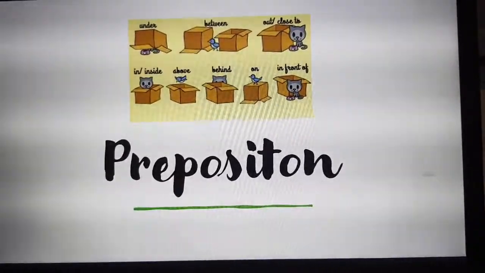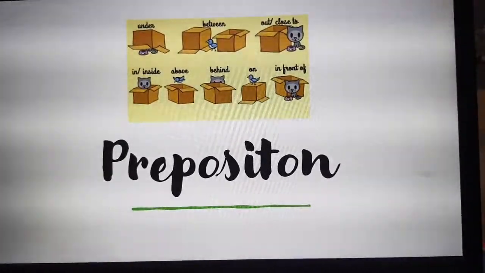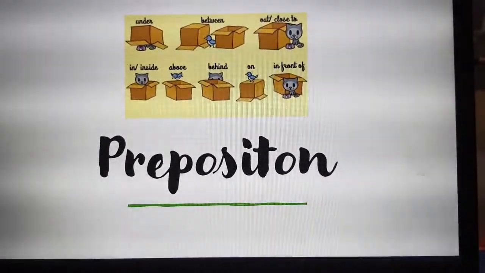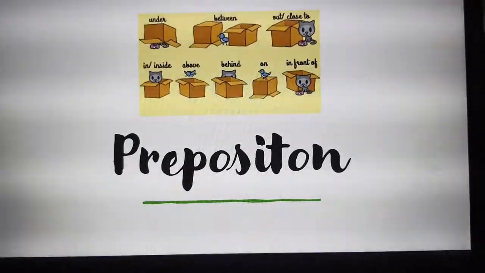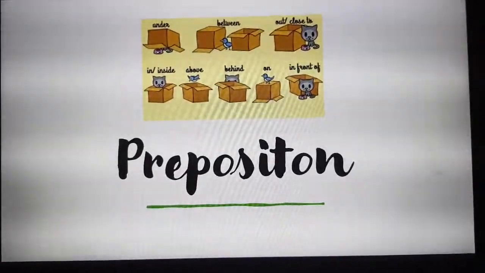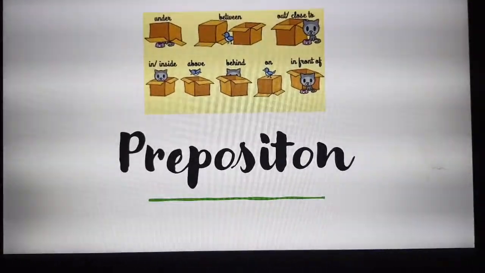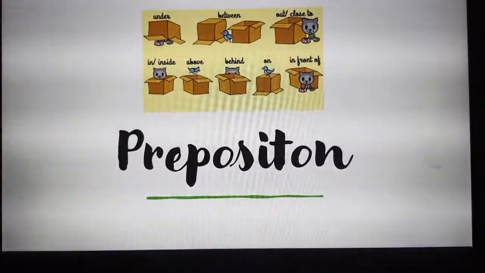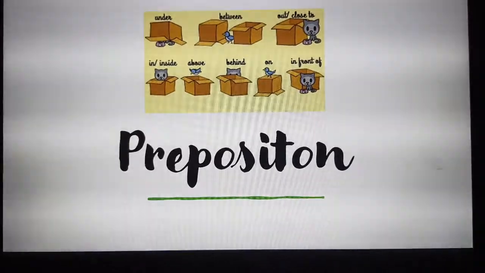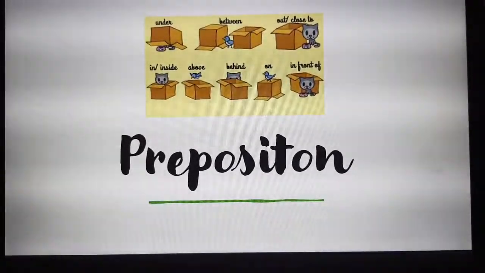Above, the bird is above the box, and behind means you cannot see the cat very clearly because the cat is behind the box. On, the cute bird is on the box. Why am I using cute every now and then? Because they are really cute. And in front of means the cat is in front of the box, right? So these are the prepositions.